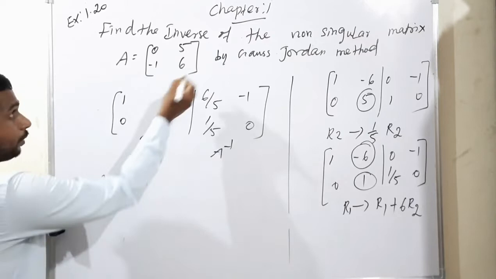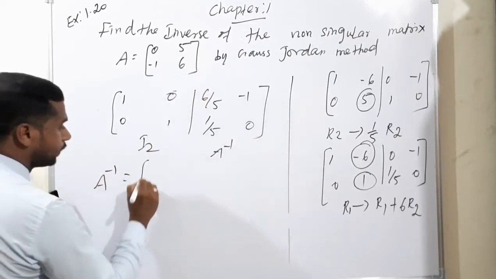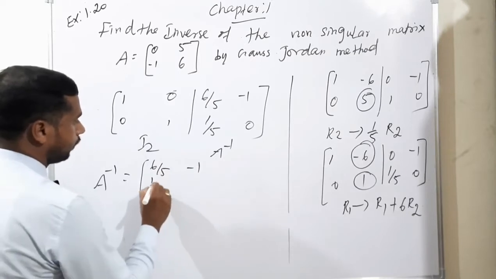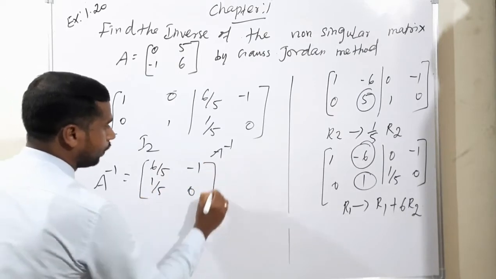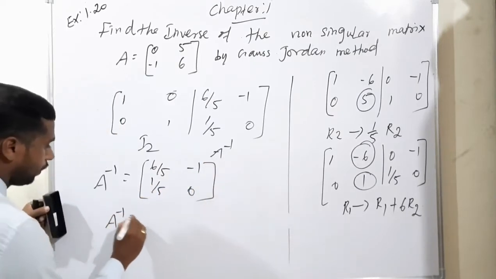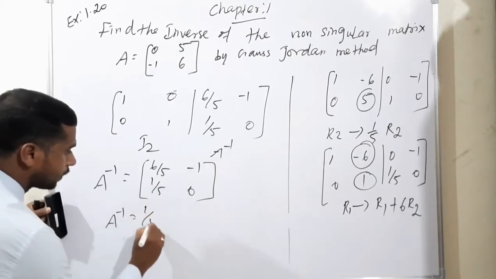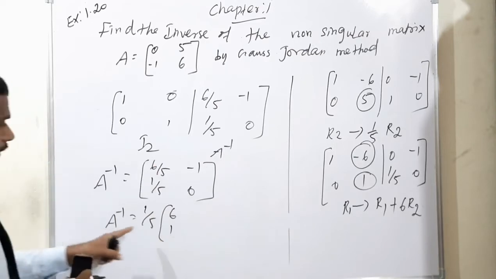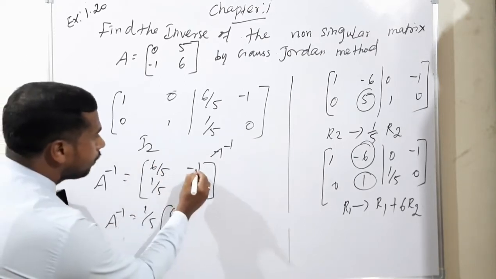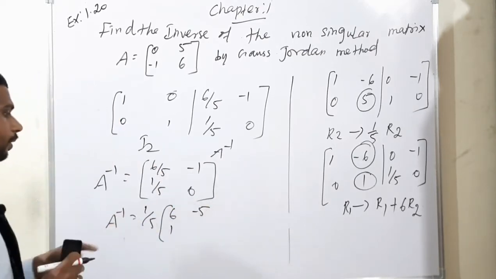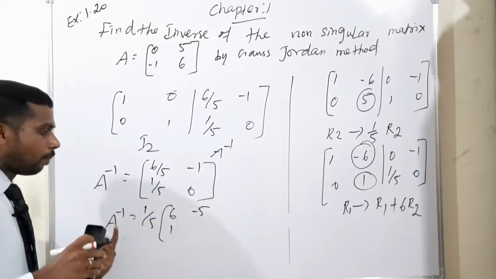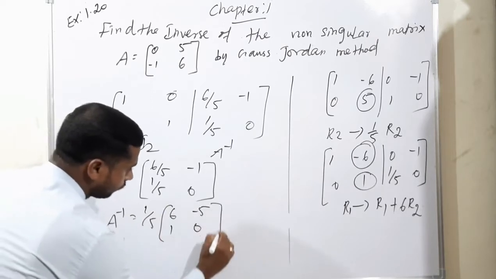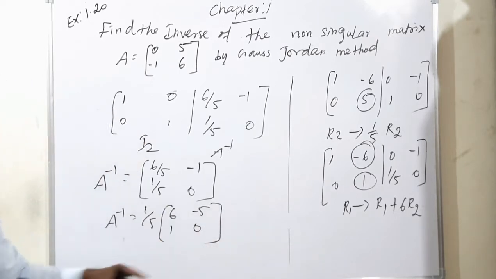Therefore, according to the Gauss-Jordan method, A inverse is equal to 6 by 5, minus 1, again 1 by 5, 0. Therefore, A inverse, take 1 by 5 common outside. Here 6 will come, there 1 will come, isn't it? Next one, here minus 1 is there. Definitely minus 5 will come because we have taken 1 by 5 common outside. That's why I have written minus 5. Here automatically 0. Okay, so this is our final answer.